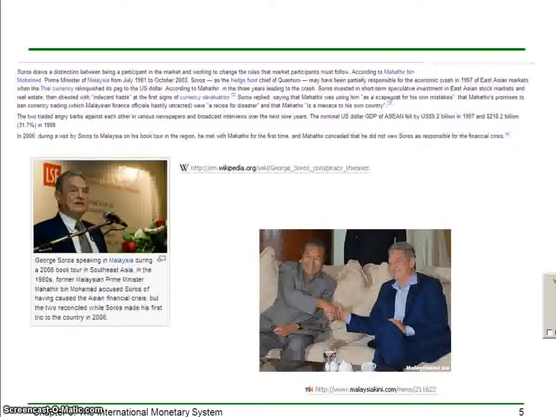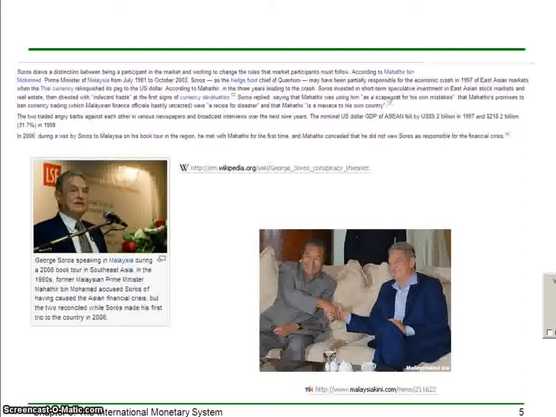Alright, let's read through this article. Malaysia experienced financial crisis in 1997.